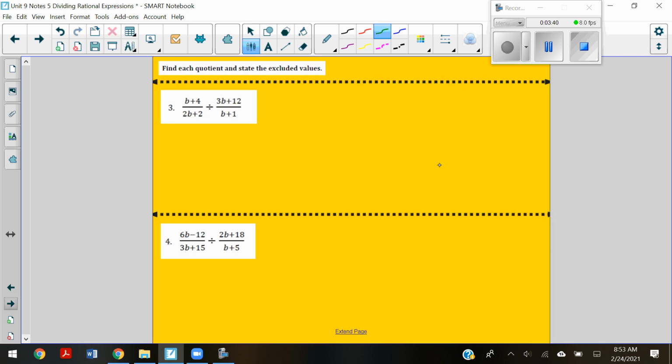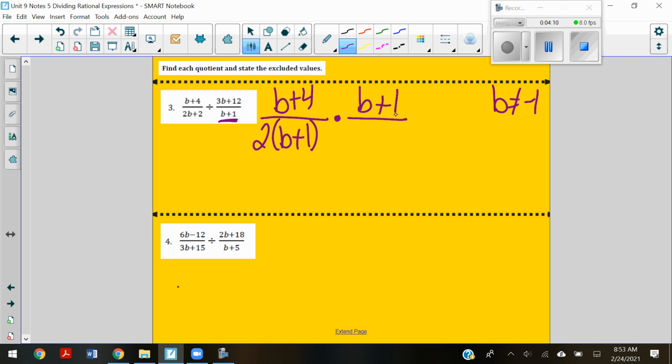All right, so go ahead and look here at number 3. We are going to look and do our excluded values here. So I'm going to take my first one and I'm going to simplify it. And so based off that, I want to say b cannot equal -1. And if I look here in my denominator of that, I can also say b can't equal -1. So I'm going to change it to multiplication, and I'm going to go ahead and flip that second fraction, and I'm factoring it at the same time.